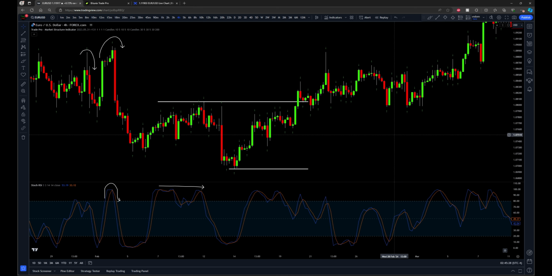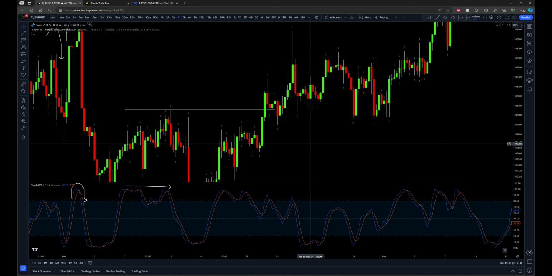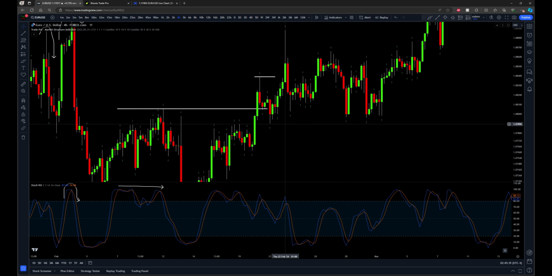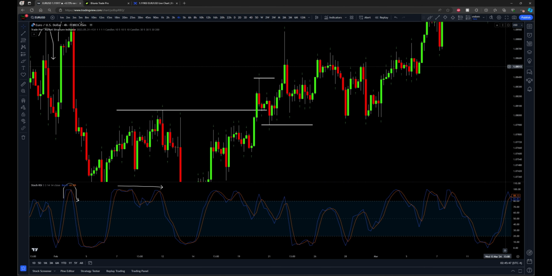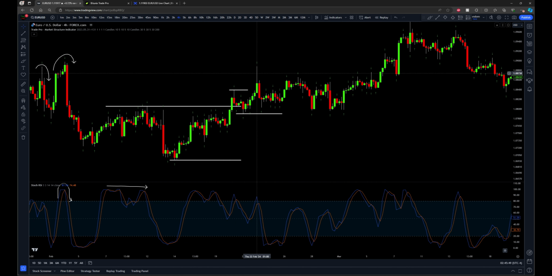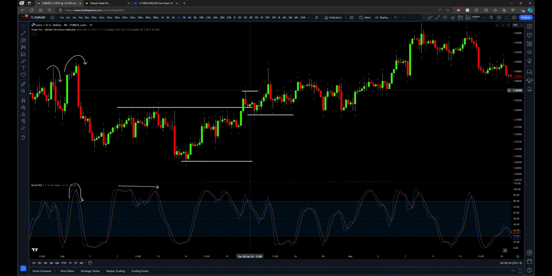From there, let's see, we go pull back. Expecting this pullback here, it's going to go higher. Which it does. Start another pullback after breaking out of that. So we can update our high. This low still stays the same. We're just expecting this level to hold.